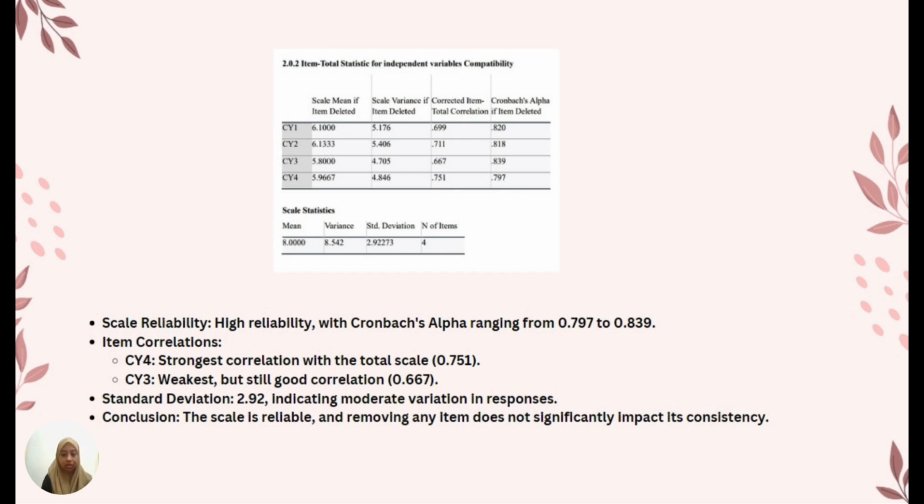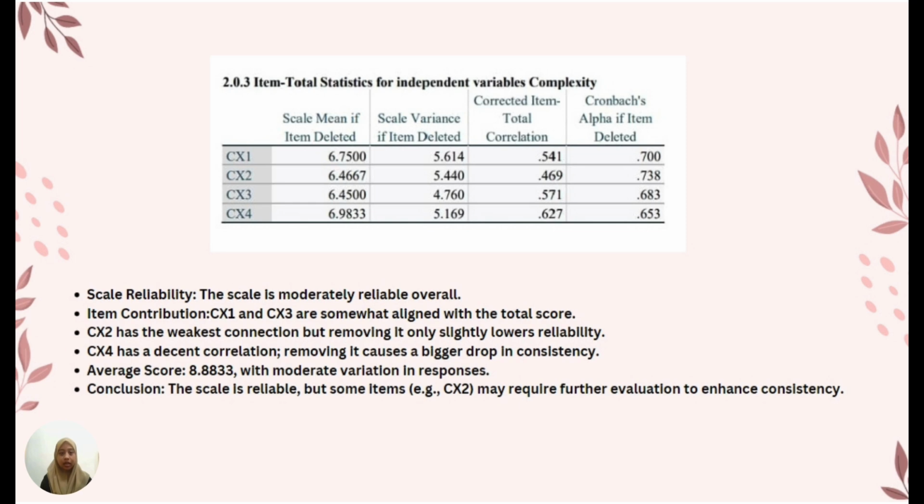Then, the item total statistics for the independent variable complexity. The scale is moderately reliable overall. For item contribution, CS1 and CS3 are somewhat aligned with the total score. CS2 has the weakest correlation, but removing it only slightly lowers reliability. CS4 has a decent correlation, and removing it causes a bigger drop in consistency. Average score is 8.8833 with moderate variation in responses. The conclusion is the scale is reliable, but some items like CS2 may require further evaluation to enhance consistency.